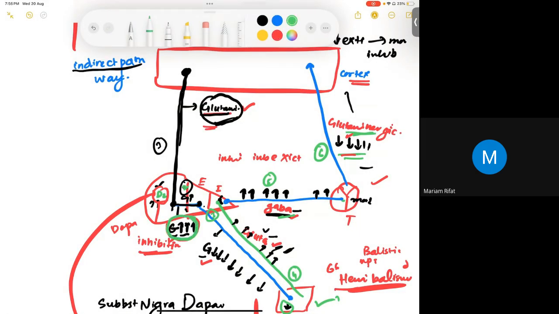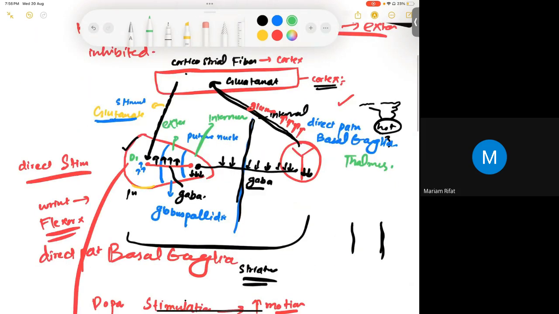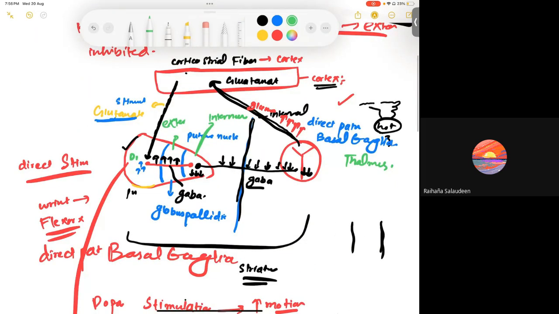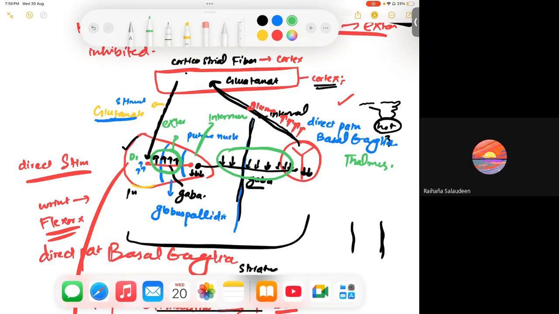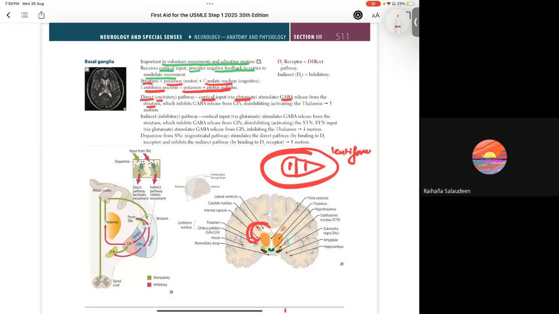Sorry, it's the indirect pathway I'm describing here. Glutamate would stimulate the GABA release. What would this GABA do? This GABA would further inhibit the GABA release. Let's see in First Aid whether they're telling about inhibition or not. GABA release from the striatum inhibits GABA release from the GPi, disinhibiting the thalamus. As the thalamus is disinhibited, more glutamate goes into the cortex, so more motion. Is it clear?